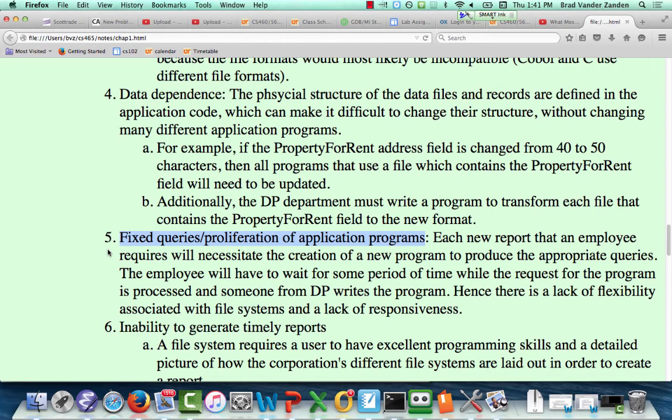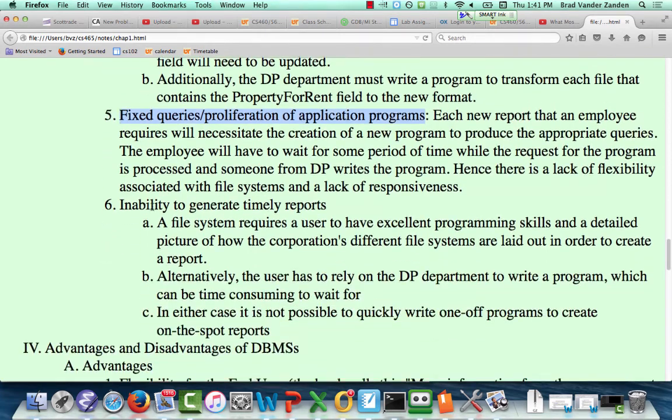Of course, you have to manage all the other programs that have already been there, so you get this proliferation of application programs. You have to hire more people, or you can't generate timely reports. So there was this big problem. Researchers spent a lot of time in the 60s and 70s looking for answers. There were some database systems.